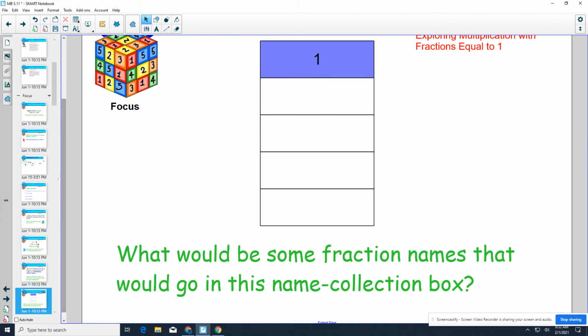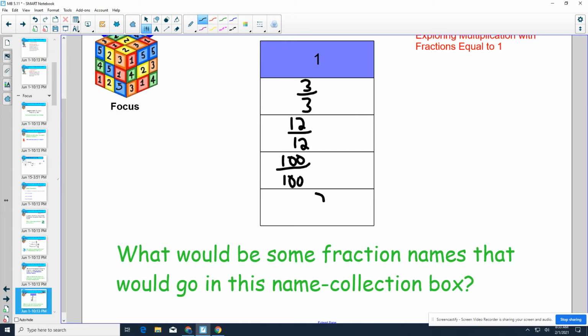So what would be some fraction names that would go in this name collection box? When I think about it, any fraction that has the same numerator and denominator is going to be equivalent to 1. So again, infinite possibilities. I could do 100 hundredths. I could even do a billion billionths if I wanted to. I could do 7 sevenths. So think about that on your own. What other numbers could you come up with? Again, it's infinite possibilities. What makes them equal to 1 is that the numerator and denominator are exactly the same.